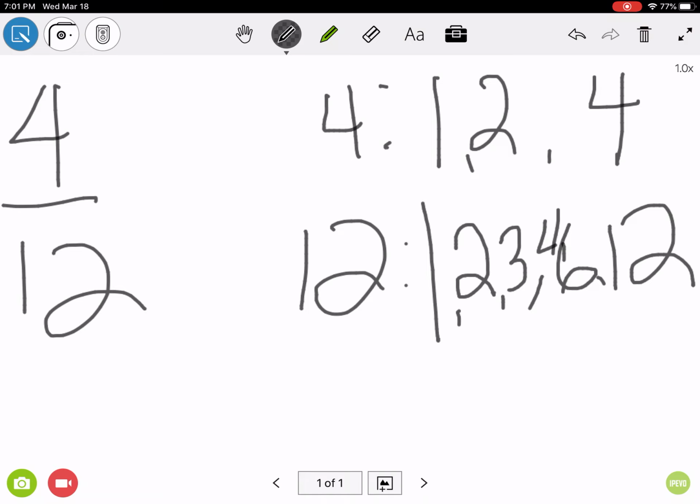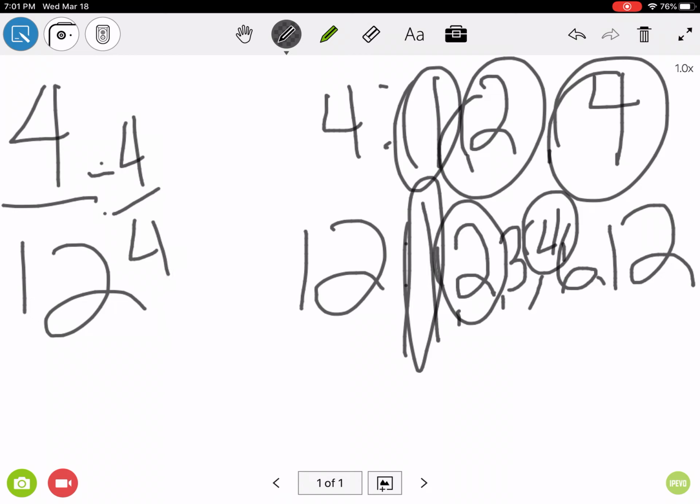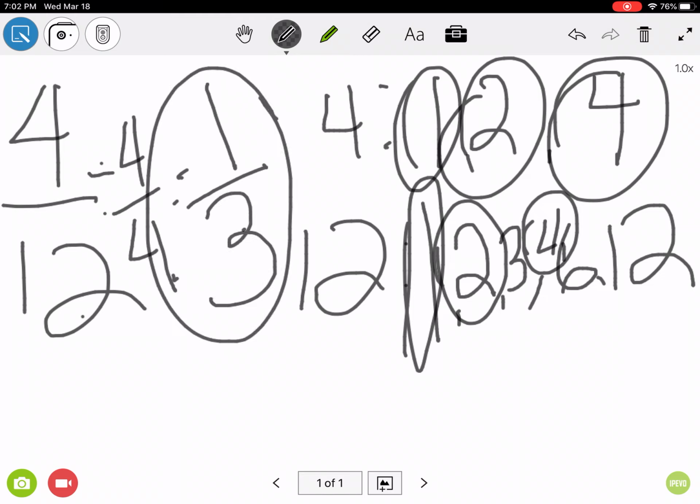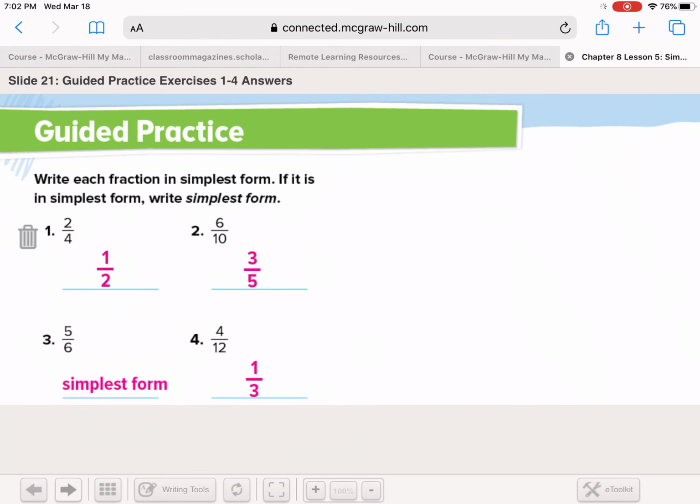Okay, now let's start comparing which ones they have in common. They both have 1, they both have 2, and they both have 4. Which one is the biggest? It's 4. So that means I'm going to divide with 4. What times 4 gives me 4? 1. What times 4 gives me 12? 3. So my answer is 1/3. Okay? So now let's go back. Got it?